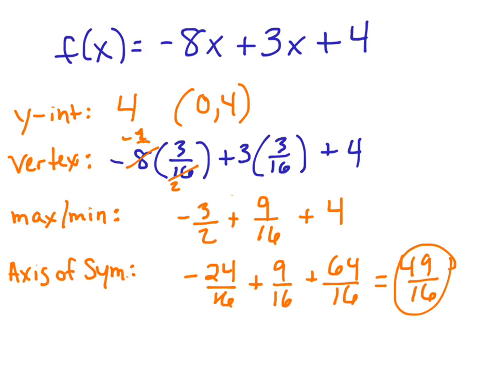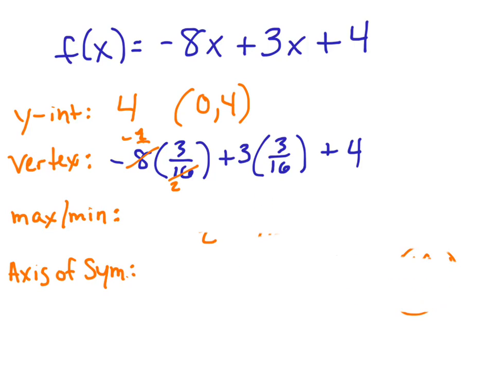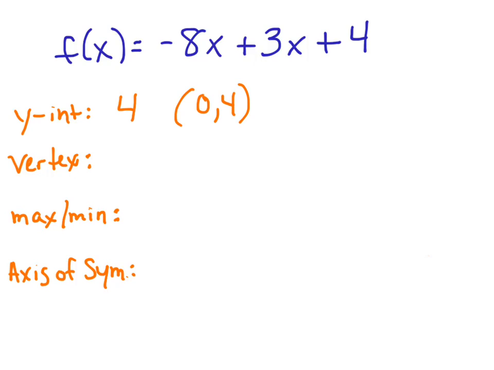Or you could just use a calculator, add all of that together, and then convert from a decimal to a fraction. So I'll erase that. And then the vertex was 3/16, 49/16. Decimals are okay too, as long as they're exact and not rounded.